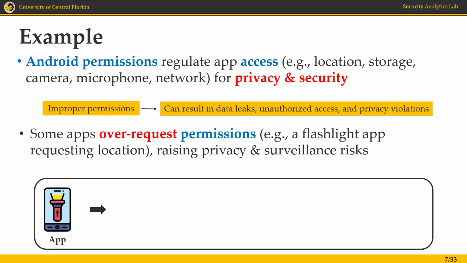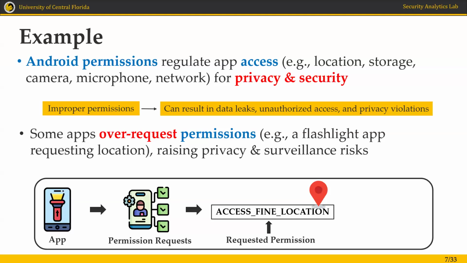So here we have an example of an app. This could be a flashlight app. Once you download it, you are granting permissions. And those permissions, for example access to location, do not really make sense for an app such as a flashlight application. So that could lead to surveillance risks, such that developers will know or have an idea of where you are. So improper permissions can result in data leaks, unauthorized access, and privacy violations. Some apps over-request permissions, which raises privacy and security risks.